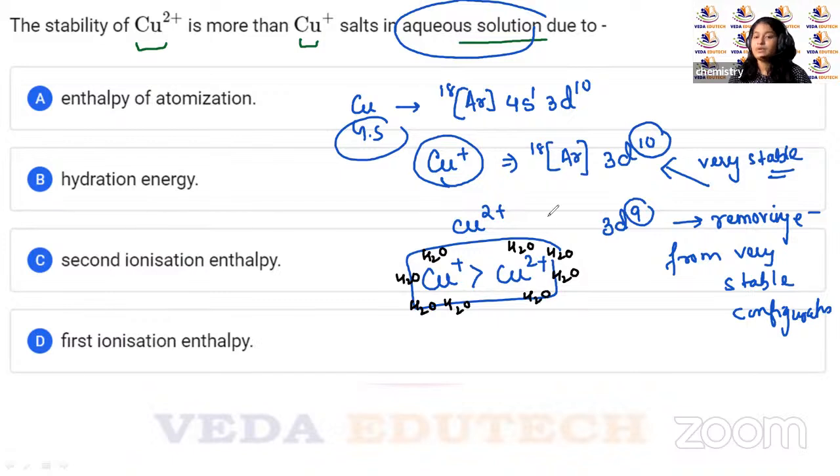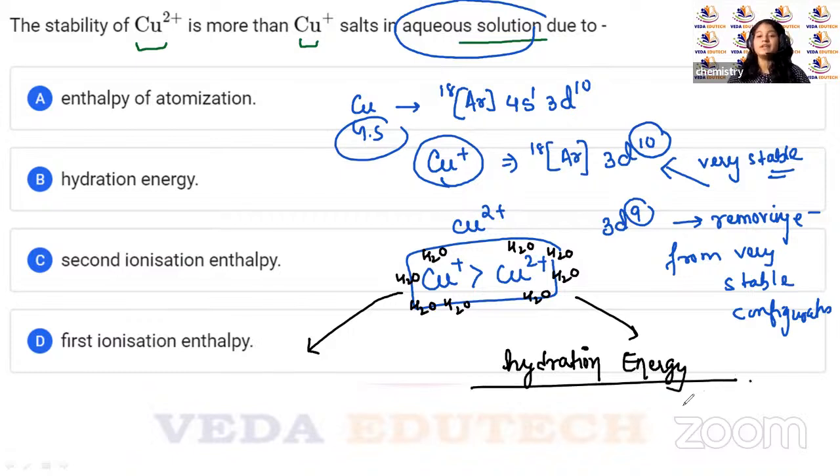Now, when this water molecule surrounds Cu+ and Cu2+, some kind of energy is liberated. And what is that energy, children? That is called hydration energy, right?